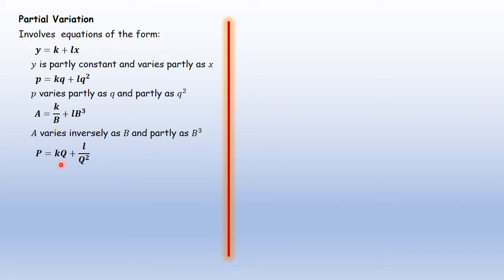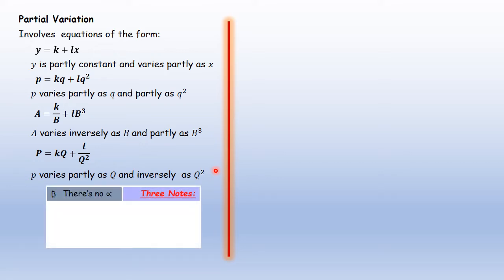Lastly, it can also appear like this: p is equals to kq plus l over q squared, wherein we say that p varies partly as q and inversely as q squared. Inverse again means q squared is a denominator as it appears here. With that, therefore, I'd like to elaborate this with a note and an example.